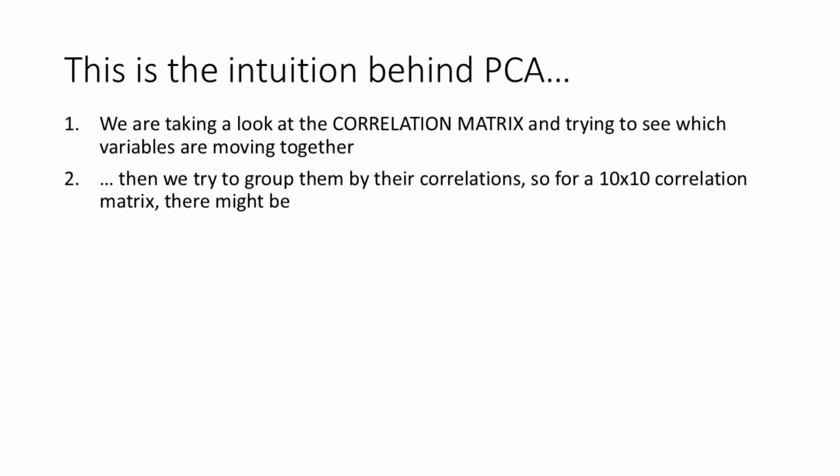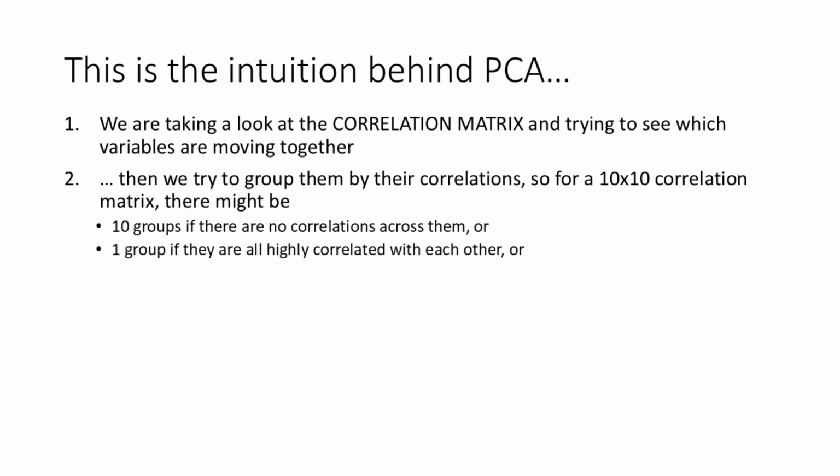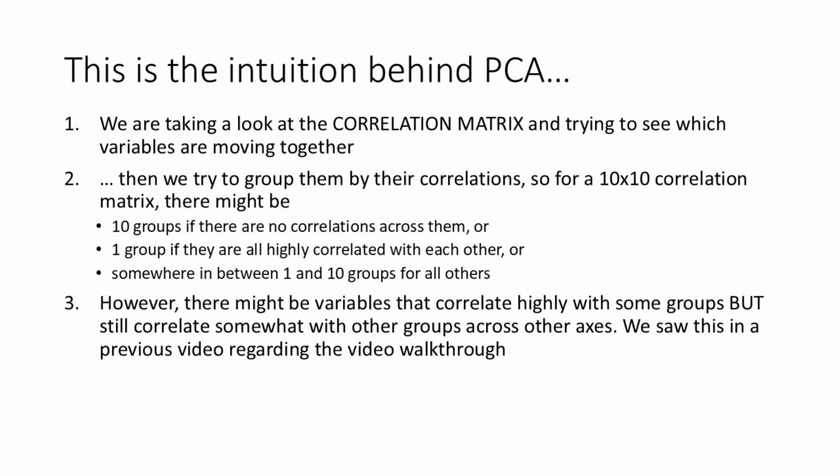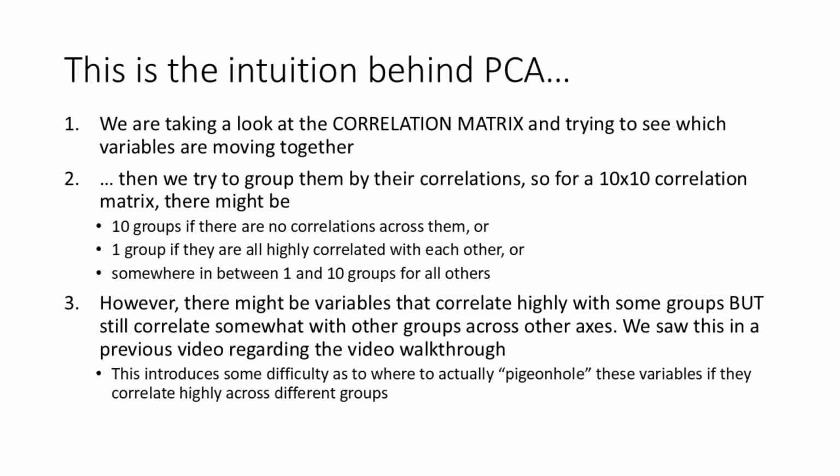So for a 10 by 10 matrix, there might be 10 groups if there are no correlations across them, or just one group if they are all highly correlated with each other, or somewhere in between like 1 and 10 for all other cases. However, there might be variables that correlate highly with some groups but still correlate somewhat with other groups across the other axes. We saw this in a previous video regarding the video walkthrough. Now this introduces some difficulty as to where to actually pigeonhole these variables if they correlate highly across different groups.